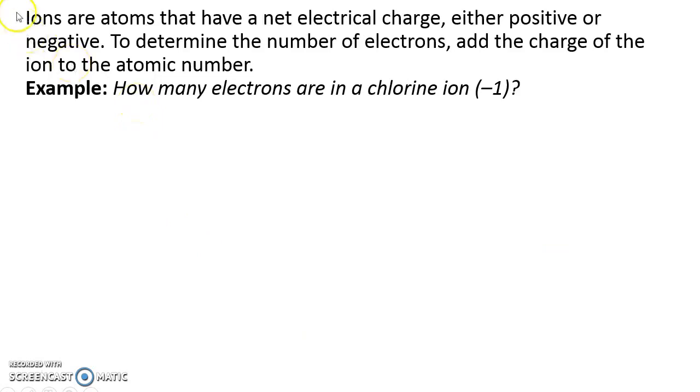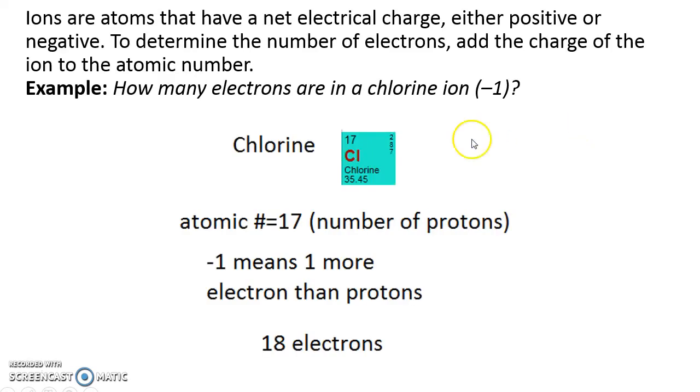The next problem has to do with ions. How many electrons are in a chlorine ion? Chlorine ions have a charge of -1. So to do this, figure out the number of protons. That's the atomic number. It's the number that you see listed right above chlorine on the periodic table. So that's 17. -1 means that it has one more electron than it does protons. So 1 more than 17 would be 18.